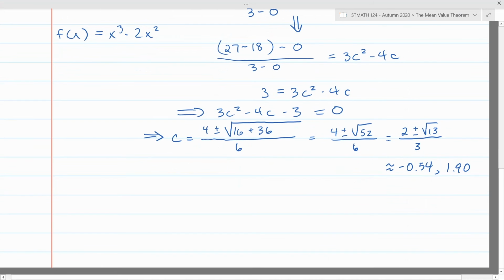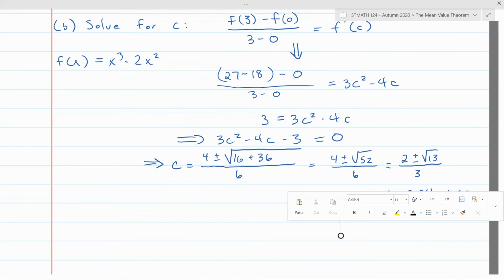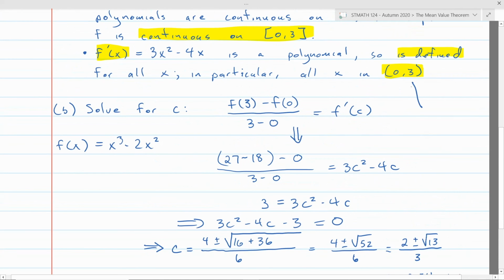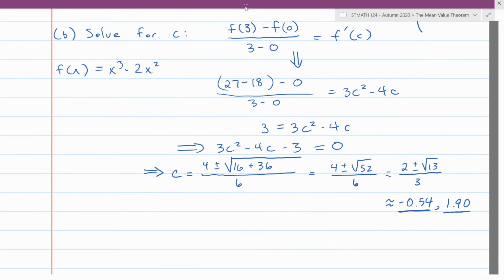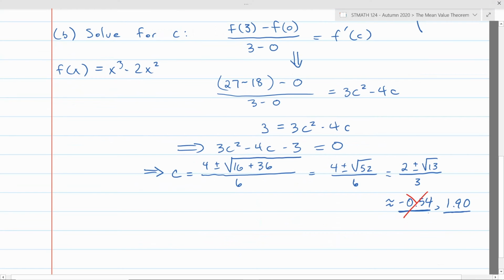Okay, so after plugging those numbers into the calculator, when I use the negative square root of 13, I get negative 0.54, and when I use the positive square root of 13, I get 1.9, rounded to 2 decimal places. However, the c that we're looking for has to happen in the interval 0 to 3, right? So I'm going to discard that negative root because it's not in the interval 0 to 3 where I'm interested in looking. And so this is my answer right here, 1.9, or precisely, 2 plus the square root of 13 over 3 would be the precise answer.